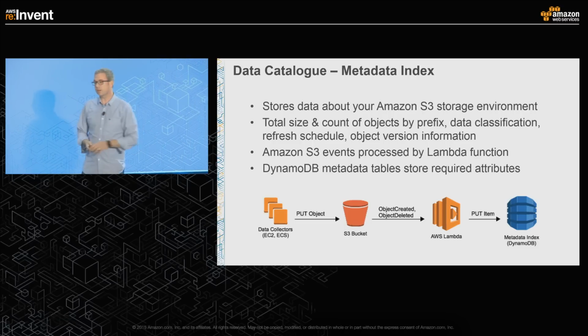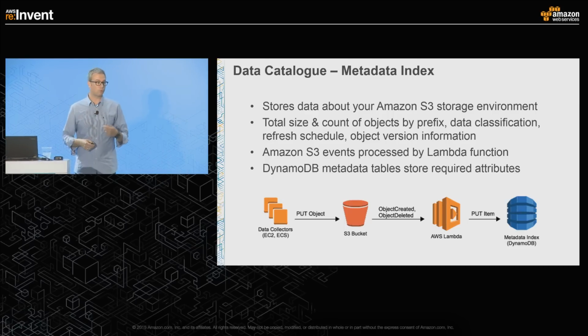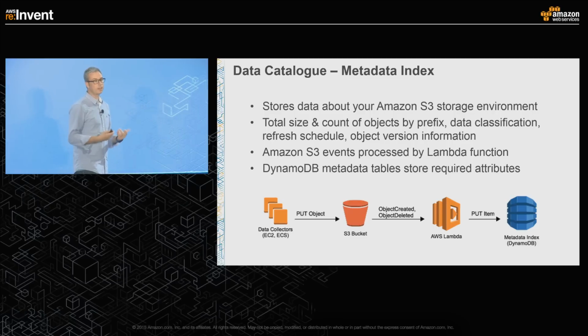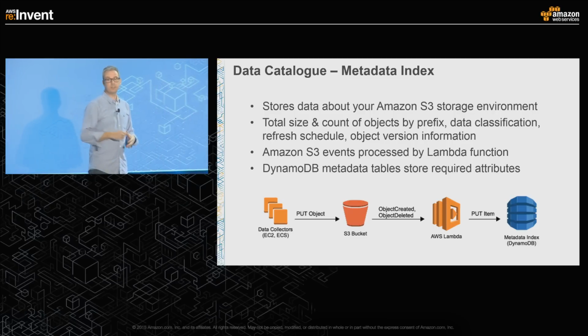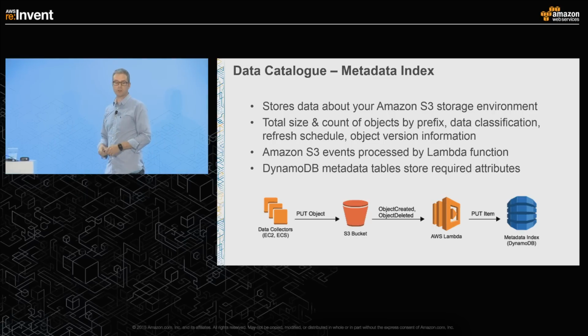One of the components of our data catalog is a metadata index. It needs to store information about S3, so this is going to be things like the total size of the objects on S3, the number of objects per prefix, a data classification. This is red data. You have to have a certain entitlement to be able to touch it. When was it last refreshed? Is it versioned? These kind of questions.